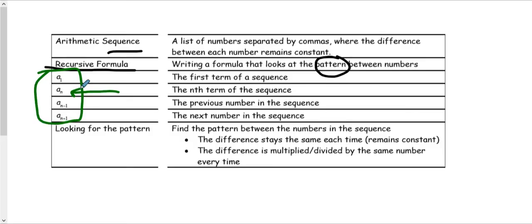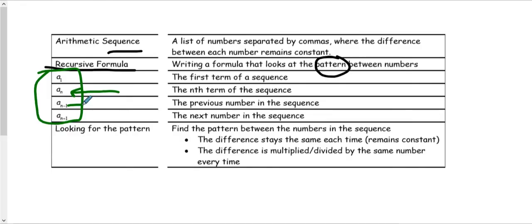So then if you have N minus 1, that's the previous number. So like if you are looking for the 5th term in the sequence, well, what's 5 minus 1? 4. So you would probably use the 4th term, which is the previous number. Or if you're looking for the next number, that would be your N plus 1. So here's what we're doing. We're going to figure out what that difference is and then use that difference in order to make our formula.